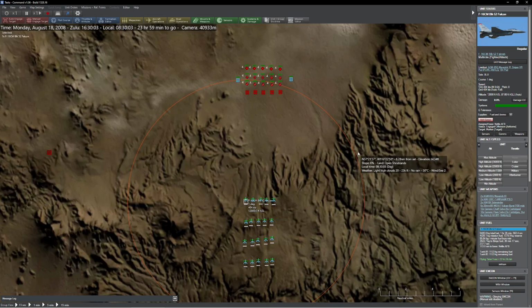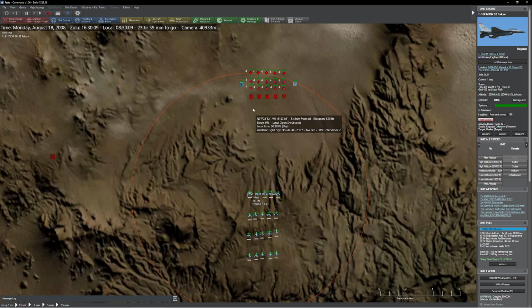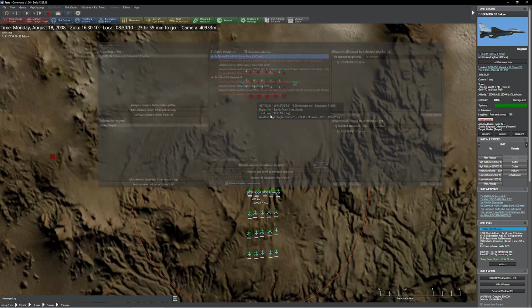Now, the reason this is so different for us over here is the fact that this finally gives us the capability to actually engage targets directly. If I come over here, pause real quick, Shift F1, you can see that we still have to detect the target prior to firing.